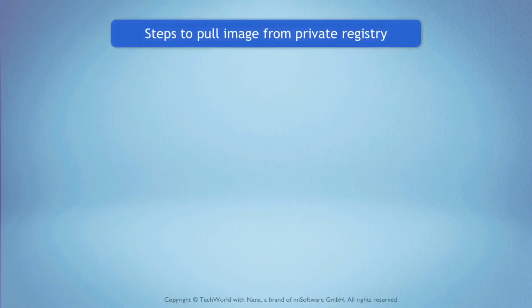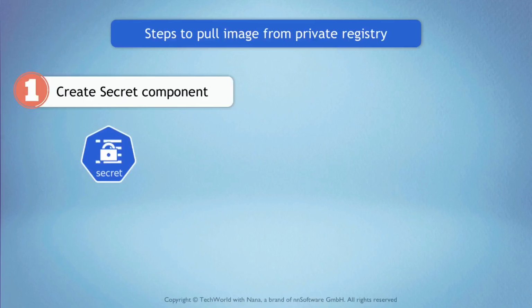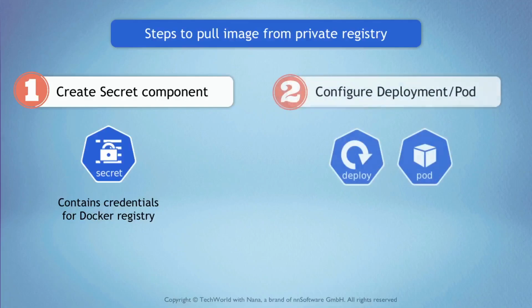You do that using two steps. The first one is you create secret component in Kubernetes that contains access token or credentials to your Docker registry so that it can authenticate with the registry. And second is you configure your deployment or your pod to use that secret using a specific attribute which is called imagePullSecrets. So I'm going to show you all that in practice.